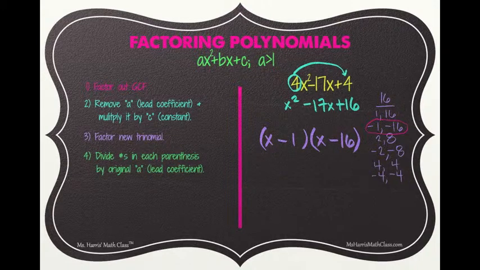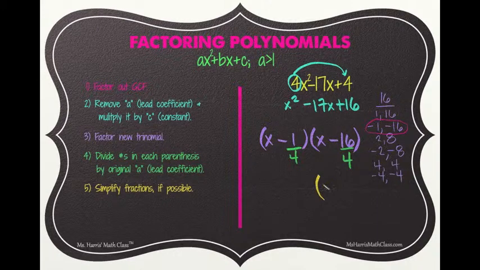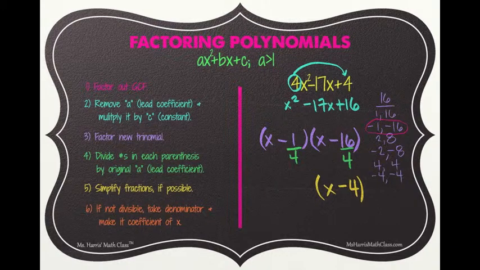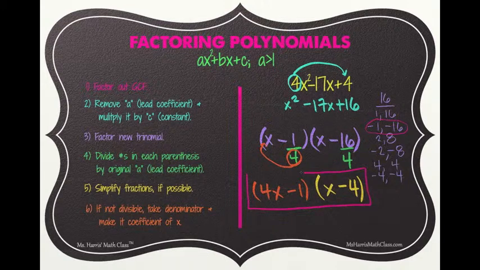We'll then divide each of those factors by our original lead coefficient, which is 4. We'll simplify all fractions that can be simplified. In this case, we'll simplify 16/4, which is 4. For those fractions that cannot be simplified, we'll move the denominator so that it becomes the variable's coefficient. For 1/4, we'll move the 4 in front of the variable x and rewrite that factor as 4x minus 1. And we're done. The factors of the trinomial 4x squared minus 17x plus 4 are 4x minus 1 and x minus 4. Let's try another.